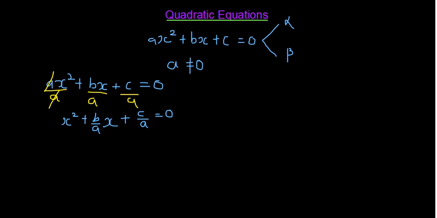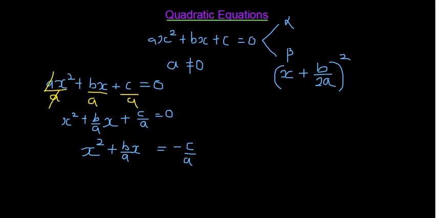Then I'm taking this c over a, the constant, to the other side. Then I'm getting x squared plus b over a times x is equal to minus c over a. Then I need to get a complete square, so I'll write it here: x plus b over 2a, completely squared.